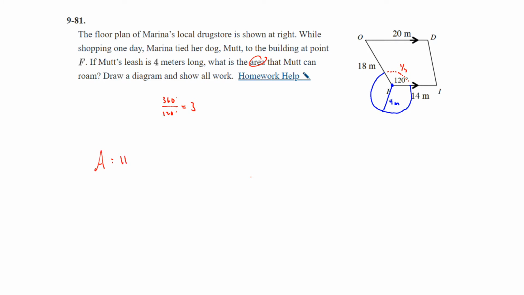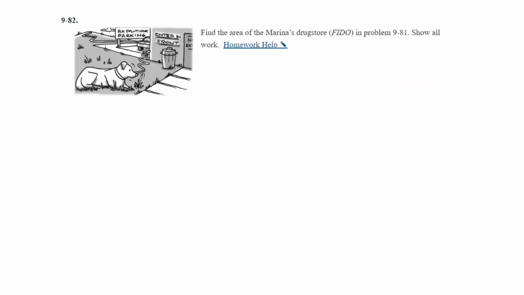The area is pi r squared, with the leash being 4. That would represent the radius. So the area is 16 pi, but we need only 2/3 of that. So if we take 16 pi times 2/3 of that area, that would be 32 pi over 3. And so the total area that the dog can cover would be exactly 32 pi over 3, but approximately 33.51 meters squared. Question 82, find the area of Marina's drugstore, and problem 9-81, show all the work.